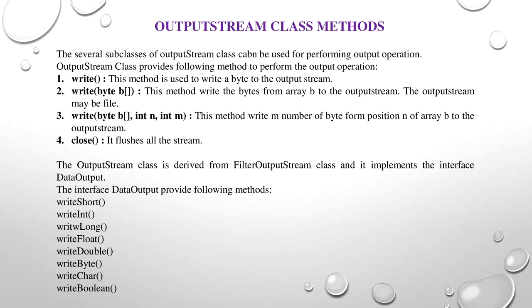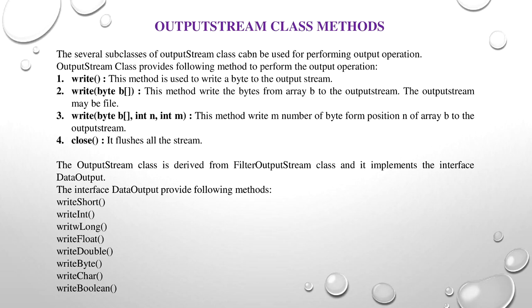The first method is the write method. This method is used to write a byte to the output stream. The second variation of the write method takes one array of type byte. So this method writes the bytes from array b to the output stream. The output stream may be a file.